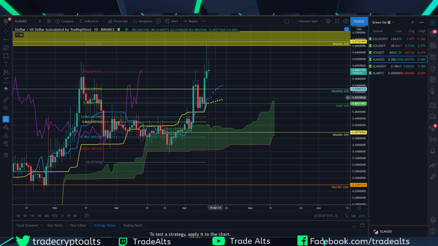If this happens over the next few days and you get your daily Tenkan, so this blue line here, if this floats up like it's looking like it's going to, could be a nice opportunity. You have your monthly level, you have your 382 fib. You would hopefully have your Tenkan sitting right up here, which could be another nice support area. This could be a nice trade for sure.